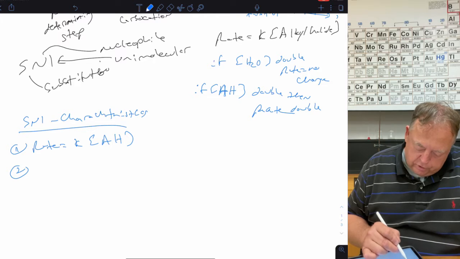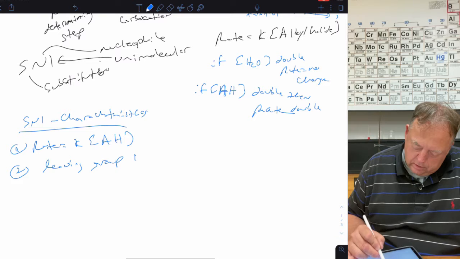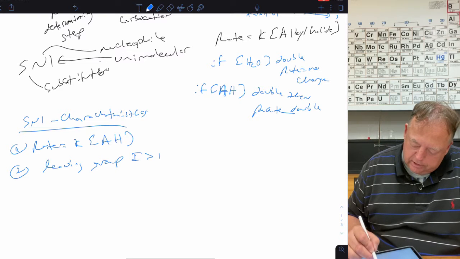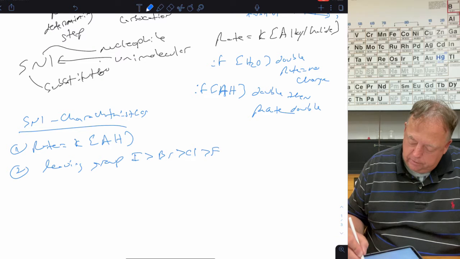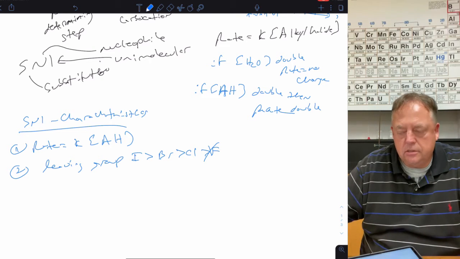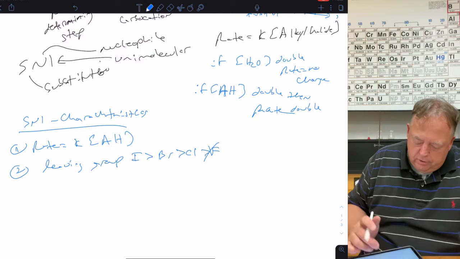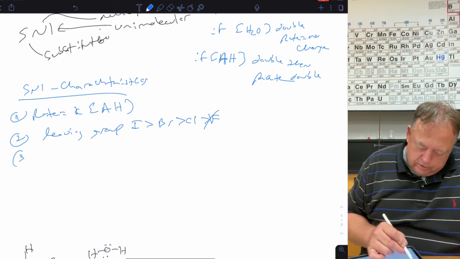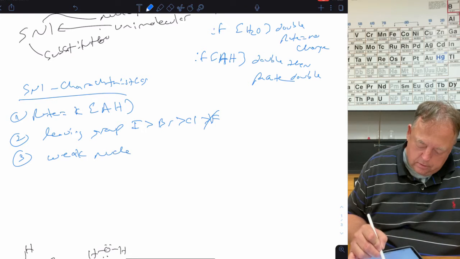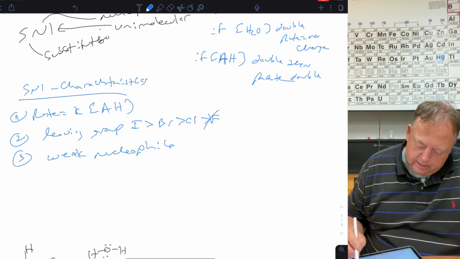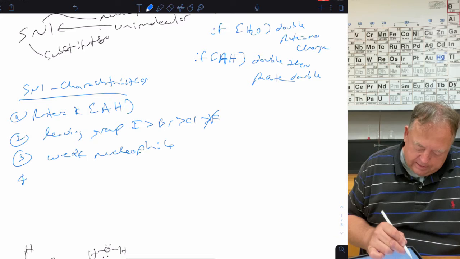Also, same with SN2, the leaving group. The carbon-iodine bond is the weakest, and then the carbon-bromine bond, and then the carbon-chlorine bond. We typically don't see carbon-fluorine bonds used here because the carbon-fluorine bond is very strong. So the same is true for SN1 or SN2. And then for the SN1, though, we typically have a weak nucleophile instead of a strong nucleophile, like we did in the SN2. And then it's a multi-step.